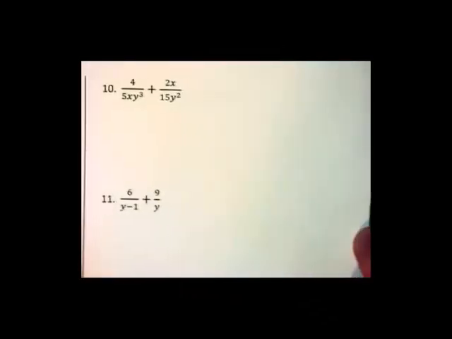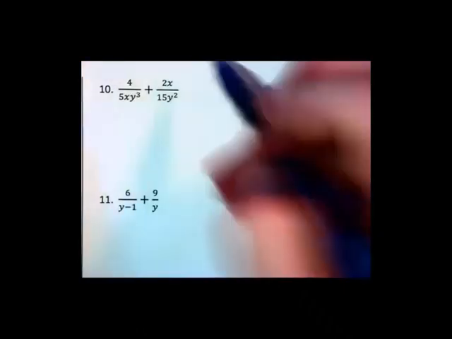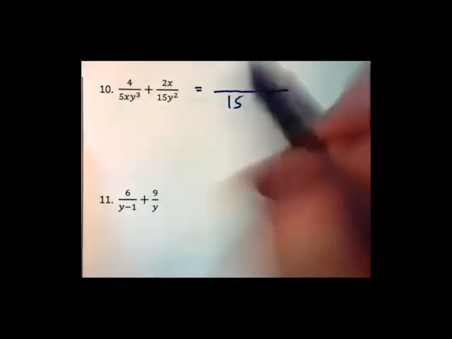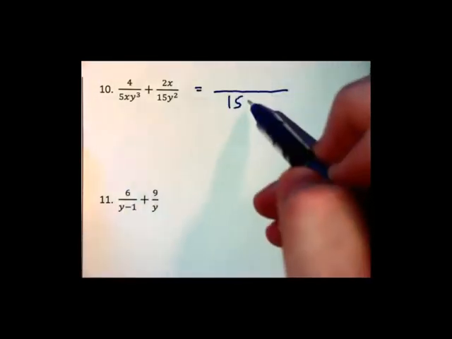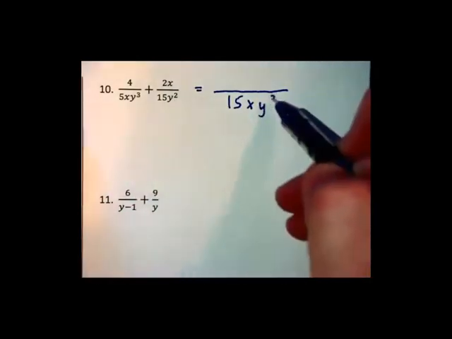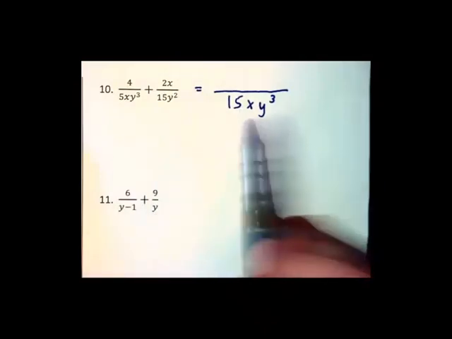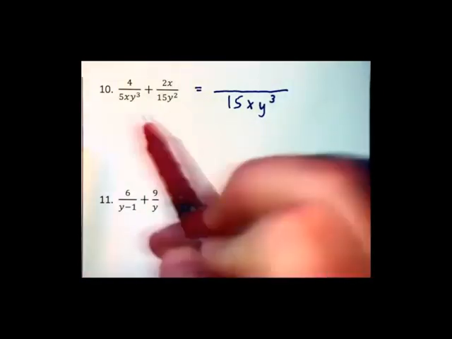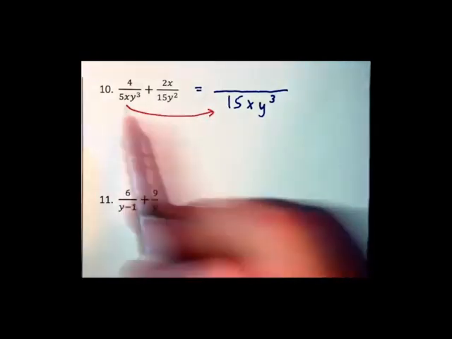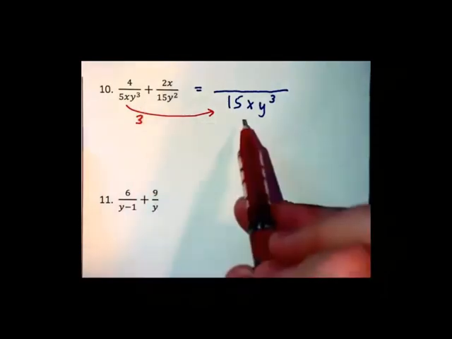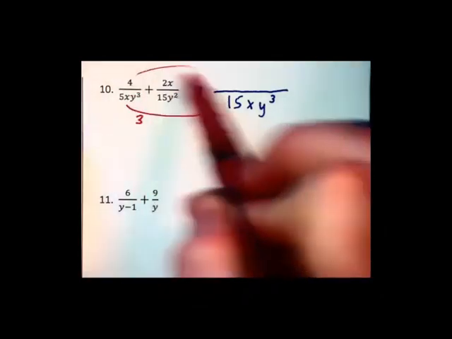Number 10. Let's get that lined up there. We're going to have a common denominator of, well, 5 goes into 15. X but no x's. We're going to need an x. Y to the third versus y to the squared. We take the larger one. Now I could rewrite this as 2 separate fractions each over this 15xy cubed, but I choose instead to go as quick as I can to just a single fraction. So here we go. How has it changed? 5 times 3 makes the 15. The x is there, the y cubed is there.